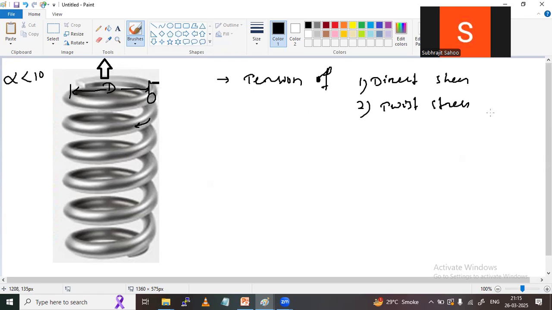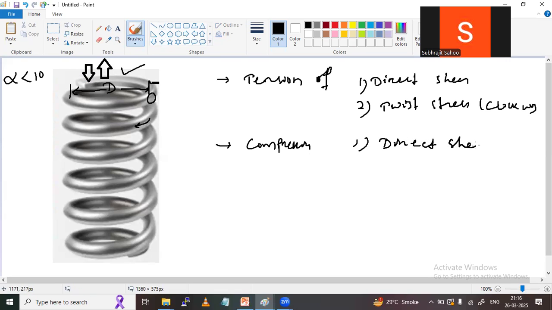Whenever a tension load is applied, twisting stress will be developed in the clockwise direction. And whenever the load is a compression load, direct shear stress will be developed. That means the load will be applied like this. So direct shear stress will be developed.